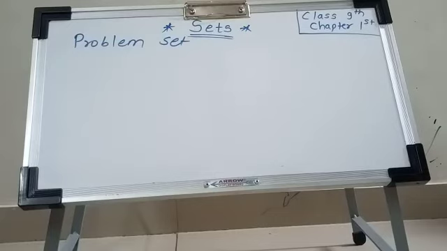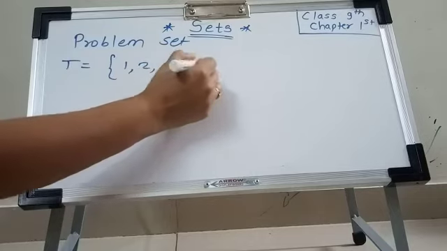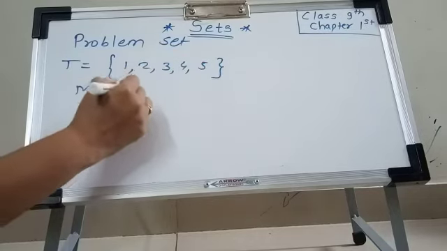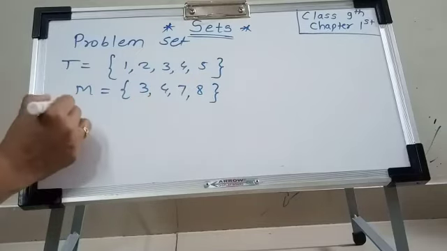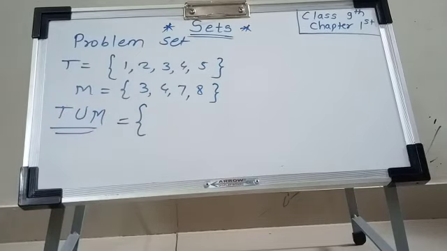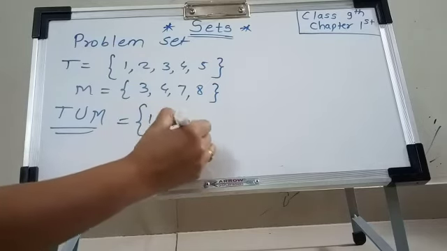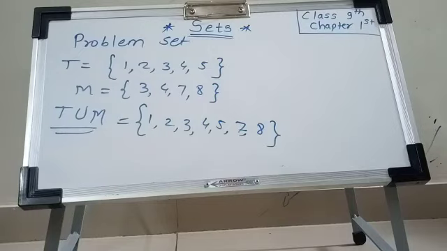Now the next example: if T is a set 1, 2, 3, 4, 5 and M is a set 3, 4, 7 and 8, we find T union M. Union means all the elements from set T and M. When elements repeat, don't write them twice, write only one time. Here 3 repeats, so we write 3 only one time. Our union is 1, 2, 3, 4, 5, 7, 8.